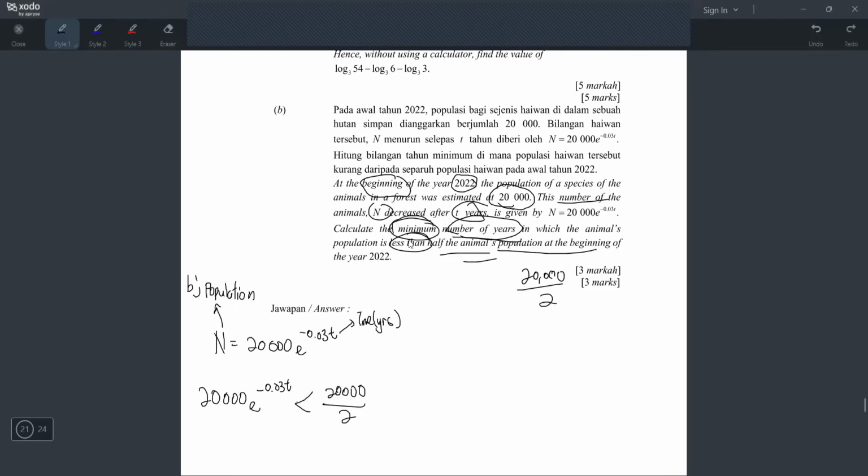Then what about the minimum punya perkataan? I thought minimum means bigger sama dengan. Okay, minimum means after you calculate until the end, you choose the smallest value. That's what it means. So you don't go and put bigger sama dengan because you thought minimum. So no, no. You have to put less than, because the animal population now is less than half the population, which is 10,000. So less than 10,000. That's what it means.